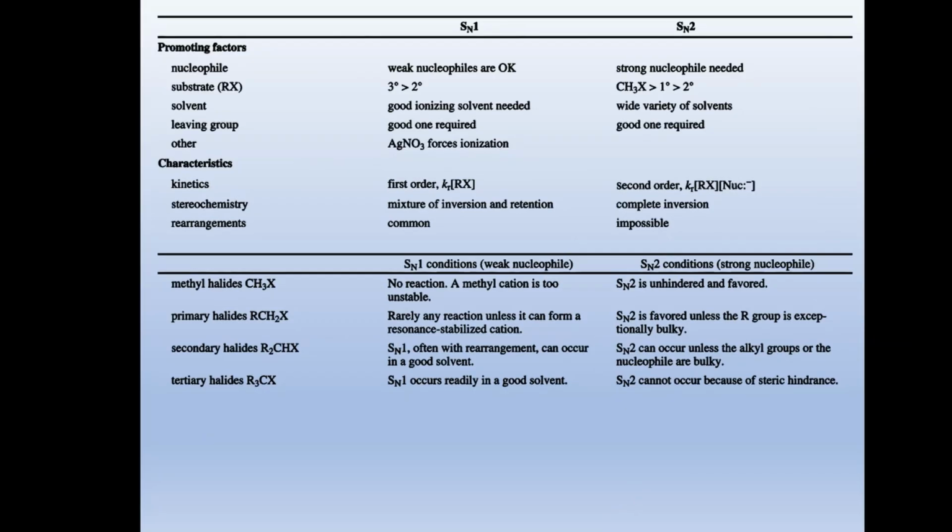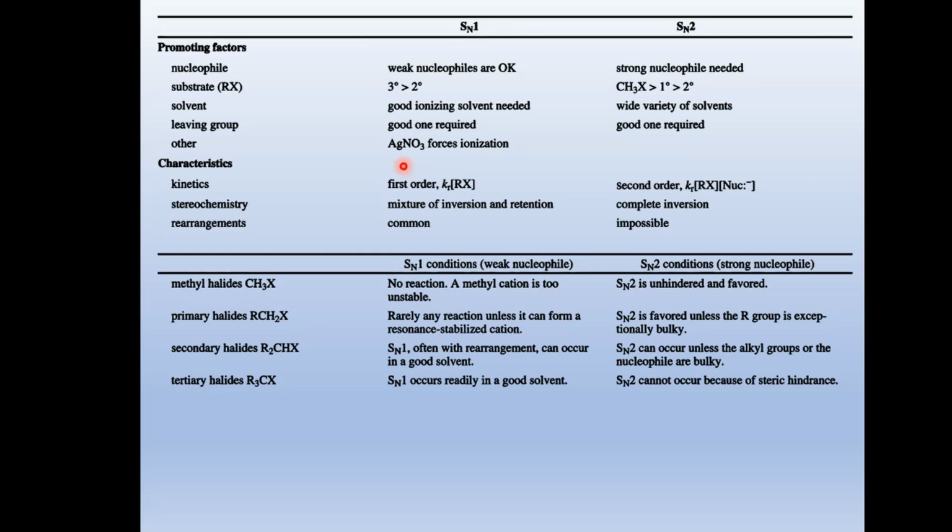So this last slide puts it all together. The previous slide was much more concise. This is repeating all the same things, has some added features. SN1, weak nucleophiles. SN2, strong nucleophiles. What kind of substrates are best? Leaving group, same. We both want good ones. We don't want fluoride for a leaving group. We don't want hydroxide as a leaving group.